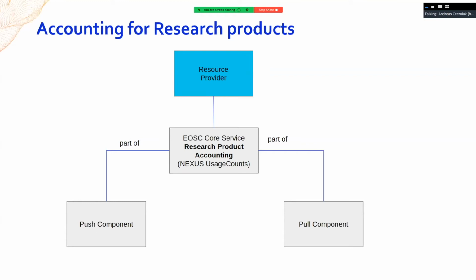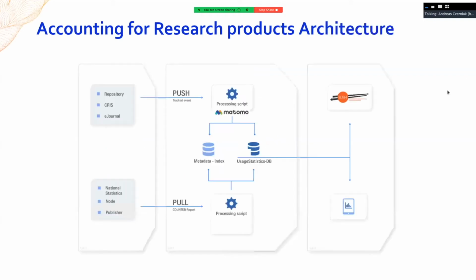On the one hand, you'll see on the left side the push component. This is more like a live event for indicators that you send to our service. And on the other hand, on the right, you see the pull component. This is more like a serial batch version of our service.